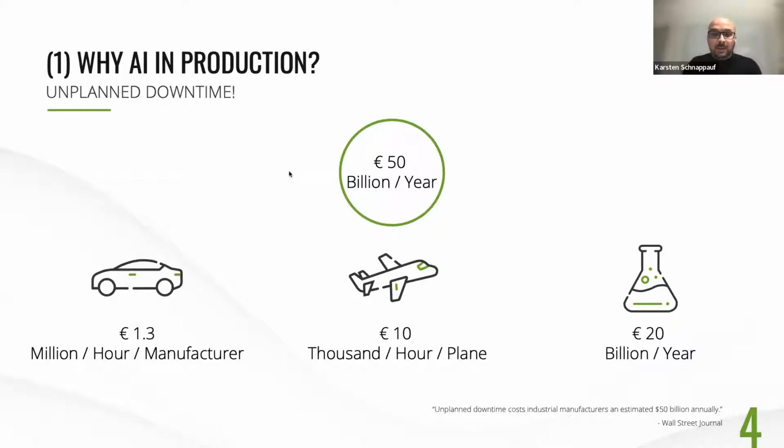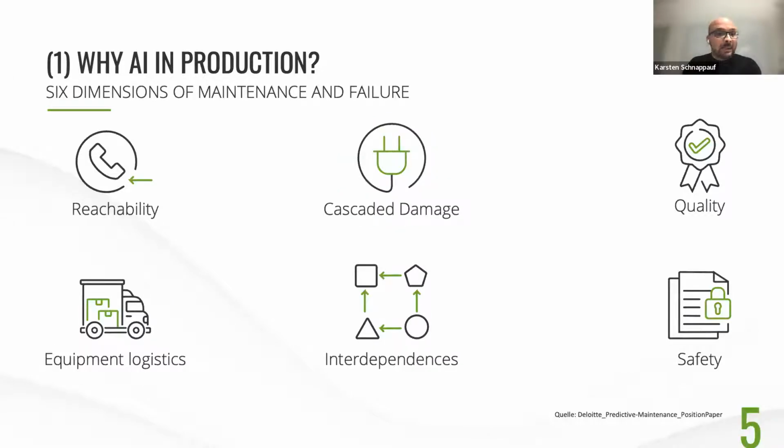But let's go a step deeper and look at the effects of unplanned downtime. Deloitte has identified 6 maintenance and error dimensions which result from unplanned downtime, and where it could be mitigated or eliminated with AI. At first, reachability. There are more or less favorable times for the maintenance of a plant. For example, maintaining a train overnight in the depot is easier than maintaining a train that has been stranded on a remote track during operating hours. Or cascaded damage. The failure of a single part can damage an entire system. For instance, an electrical discharge due to a defective capacitor can mean that an entire circuit board can no longer be repaired. And if you can predict this electrical discharge, then you can avoid this.